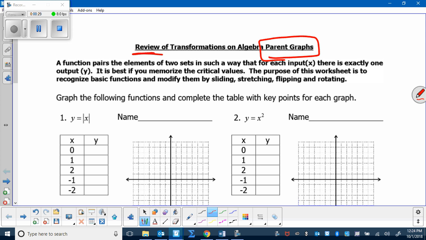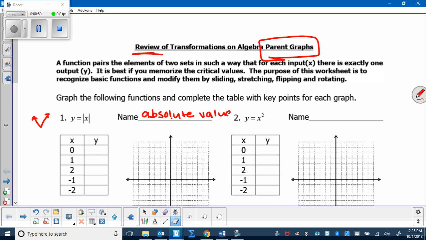So first thing, we need to know the basic graph. What does the absolute value of x look like? You guys will probably tell me it looks like a V, which is amazing, but where does that V live? What are the actual points? So the first parent graph is absolute value. Absolute value is the distance from 0, so you're looking for all positive answers for your y's.